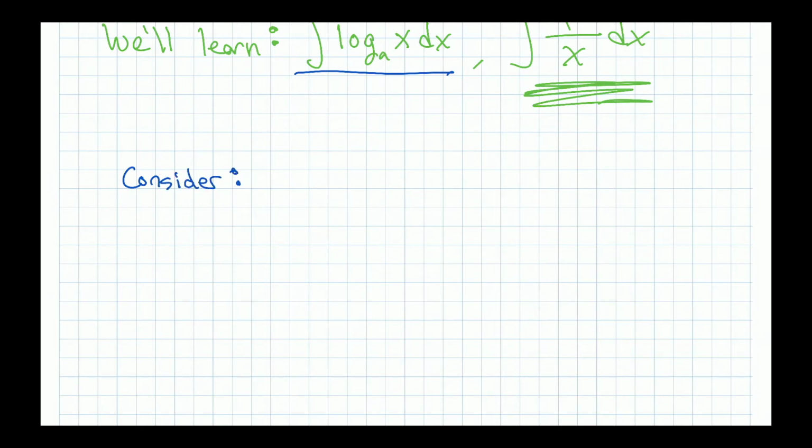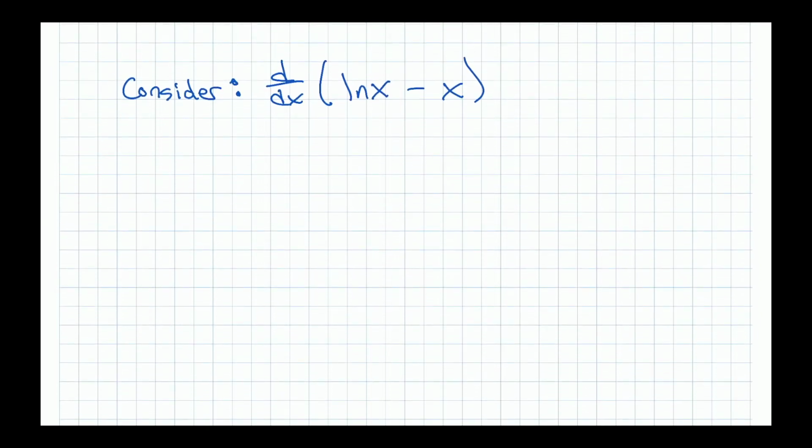Consider the derivative of x ln x minus x. Now the thing here is, why x ln x minus x? Magic, that's why. Okay, so there's no reason to know why we should be looking at this. It's just what we're looking at. So we're looking at this derivative. So let's take the derivative.